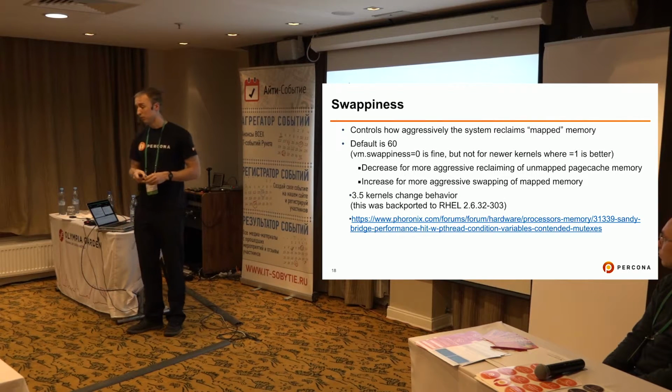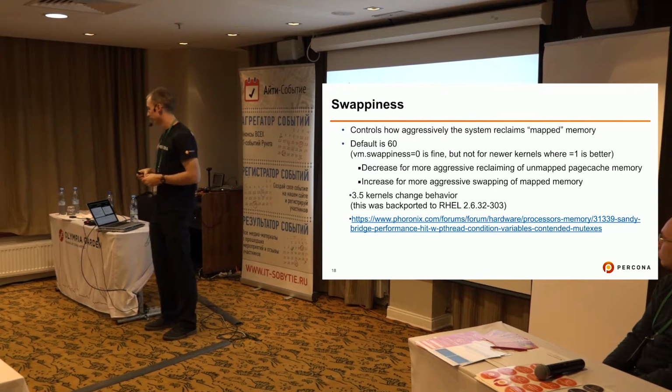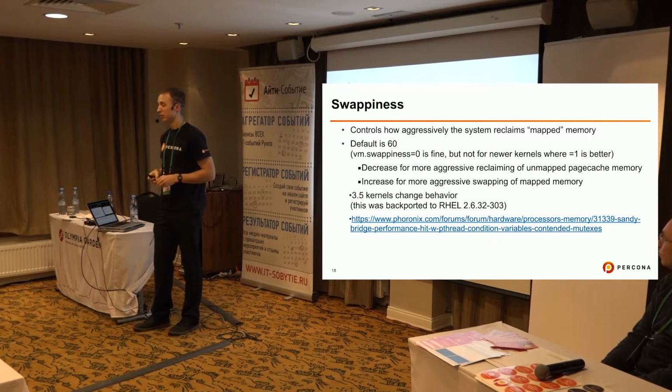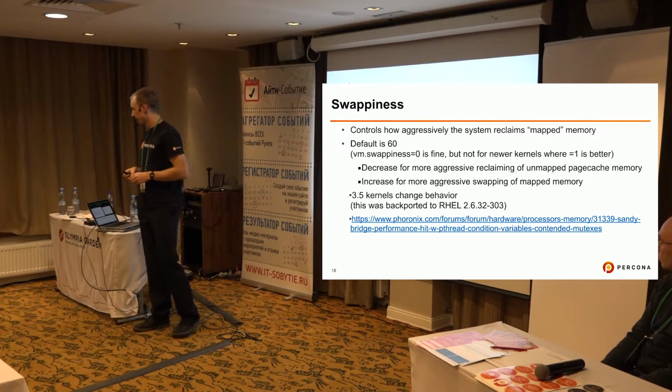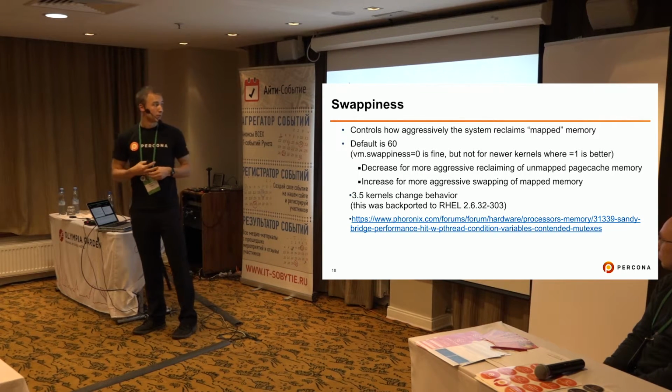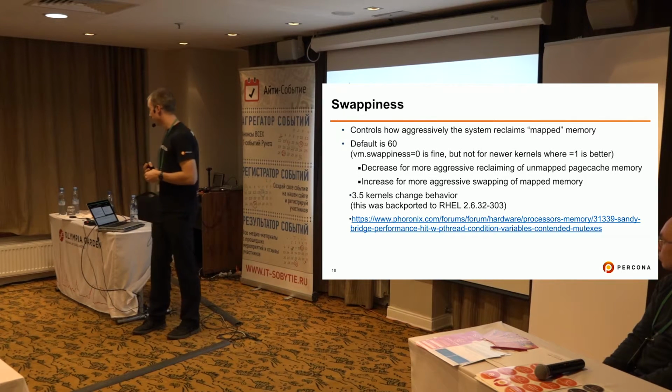Swappiness is something that everyone recommends to disable. So set vm.swappiness equals 0, which is not a good recommendation for modern Linux systems, because they will call the out of memory killer, which will probably kill your mysqld process. So instead of setting it to 0, you can set vm.swappiness equals 1. Just set it to the minimum amount of swappiness without disabling it completely.